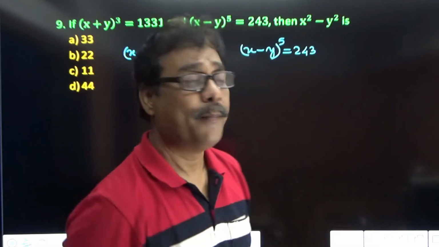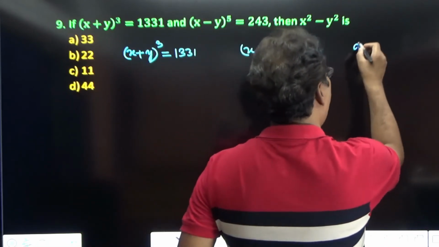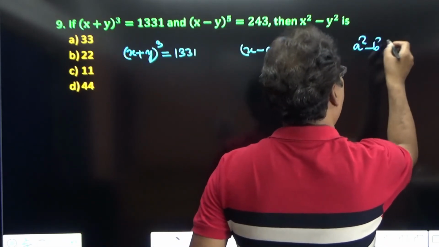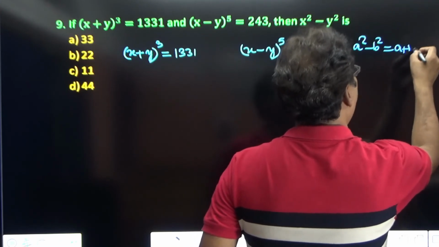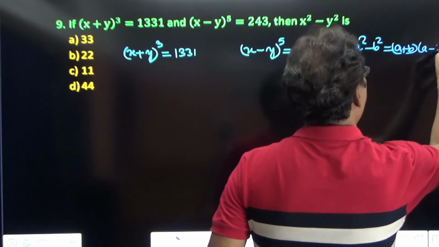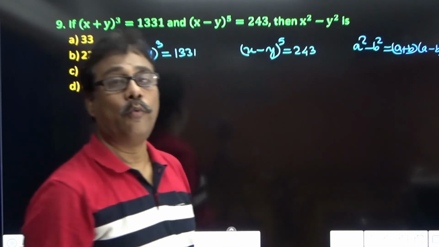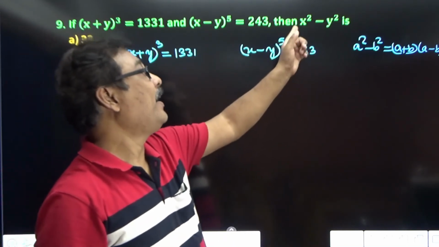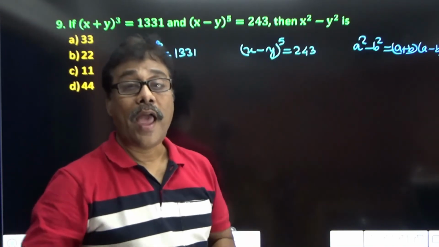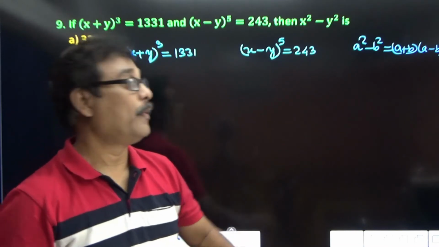All of you please remember, please recall this formula. We have read that a square minus b square is equal to a plus b into a minus b. So what will we get if we write x square minus y square as x plus y into x minus y?